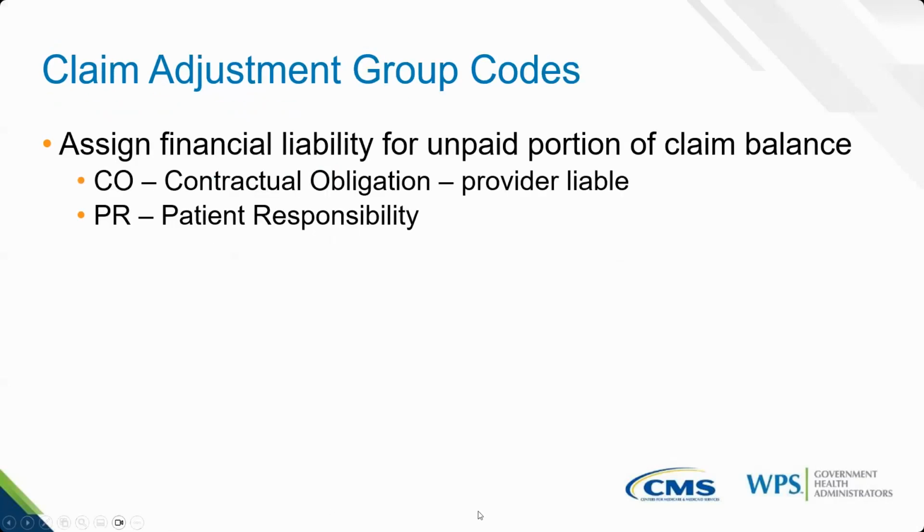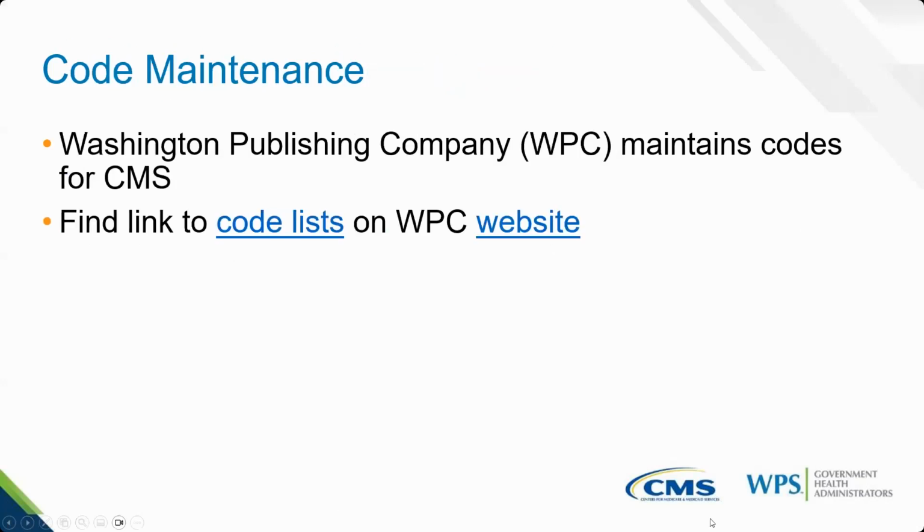Another type of code, and one that I already mentioned, that appears on the remittance advice is a group code. A CO stands for contractual obligation, and this means that the provider is liable and the provider can't bill the patient. A PR group code, or a group code that begins with PR, means the patient is financially responsible for payment of any services not covered by Medicare or the balance of the services.